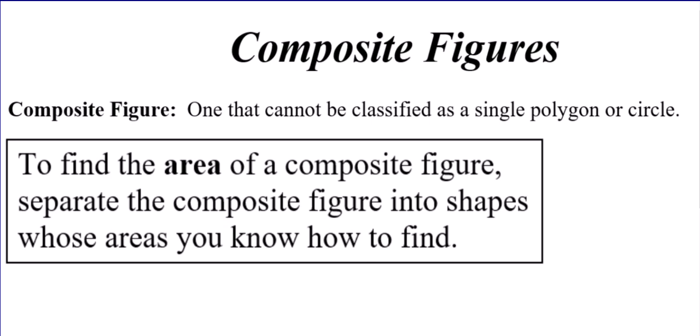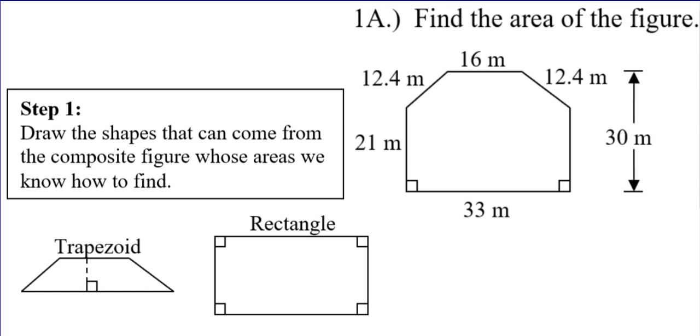Okay, what is a composite figure? It is one that cannot be classified as a single polygon or circle. To find the area of a composite figure, we're going to have to separate the composite figure into shapes whose areas you know how to find. Let's take a look at our first example, problem number one.